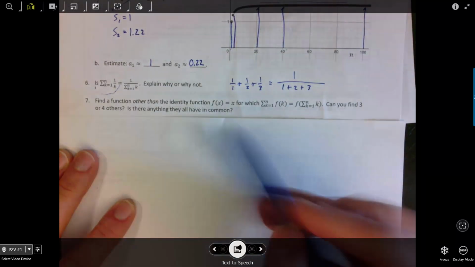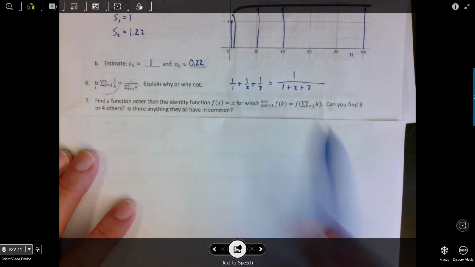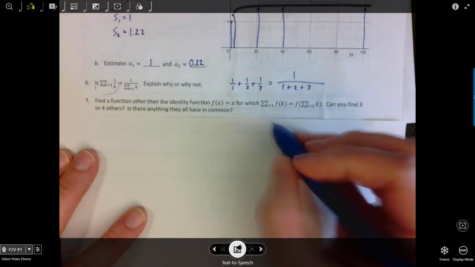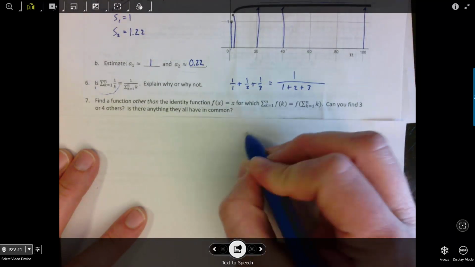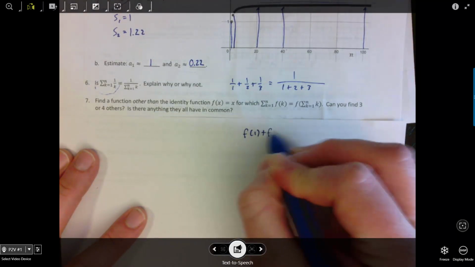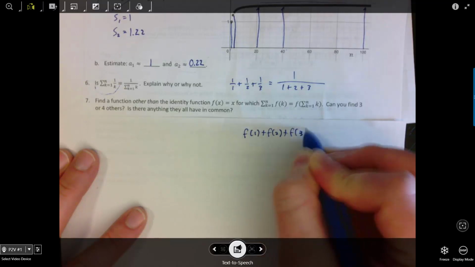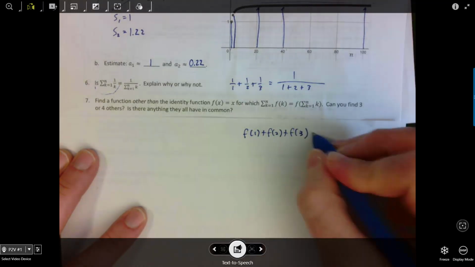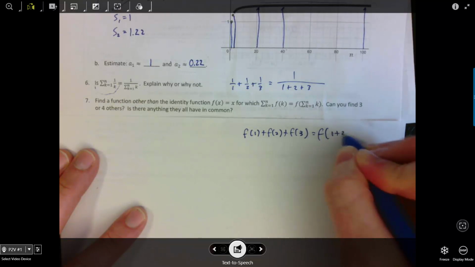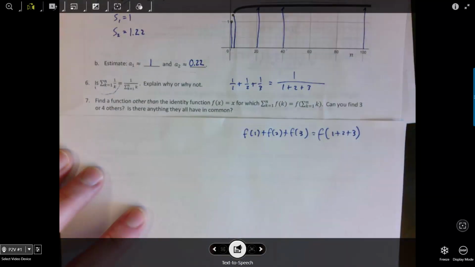So let's do the same little example we did last time. Let's say n is 3. What this is really saying is we need to find some function f so that like f of 1 plus f of 2 plus f of 3, that's what it's saying on the left-hand side, is equal to f of 1 plus 2 plus 3.